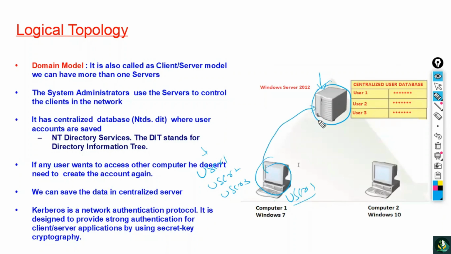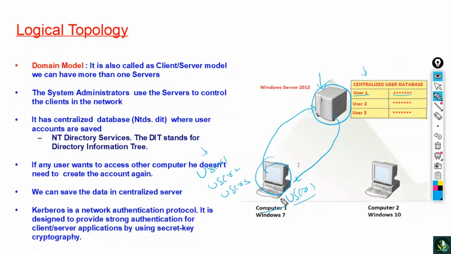go to the server. Server is having the database. We have created the usernames and passwords on the server. So the server will check whether this user 1 is available in the database or not. It is available and the password is also correct. Then it will allow this user 1 to use this computer 1.